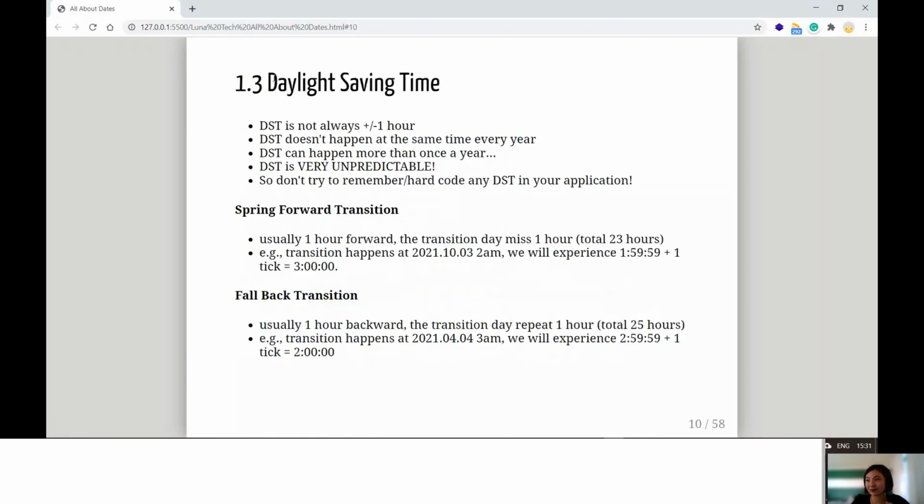Okay, and this is the difficult part: the daylight saving times. It's not usually +1 or -1 hour. It doesn't happen at the same time every year, and it can happen more than once a year, and it's very unpredictable. So we shouldn't hard code anything with daylight savings in our applications. And usually it has the forward transition and the fallback transition. So for example, in the spring forward transition, we move 1 hour forward. So the transition day actually only has 23 hours. So we miss 1 hour.